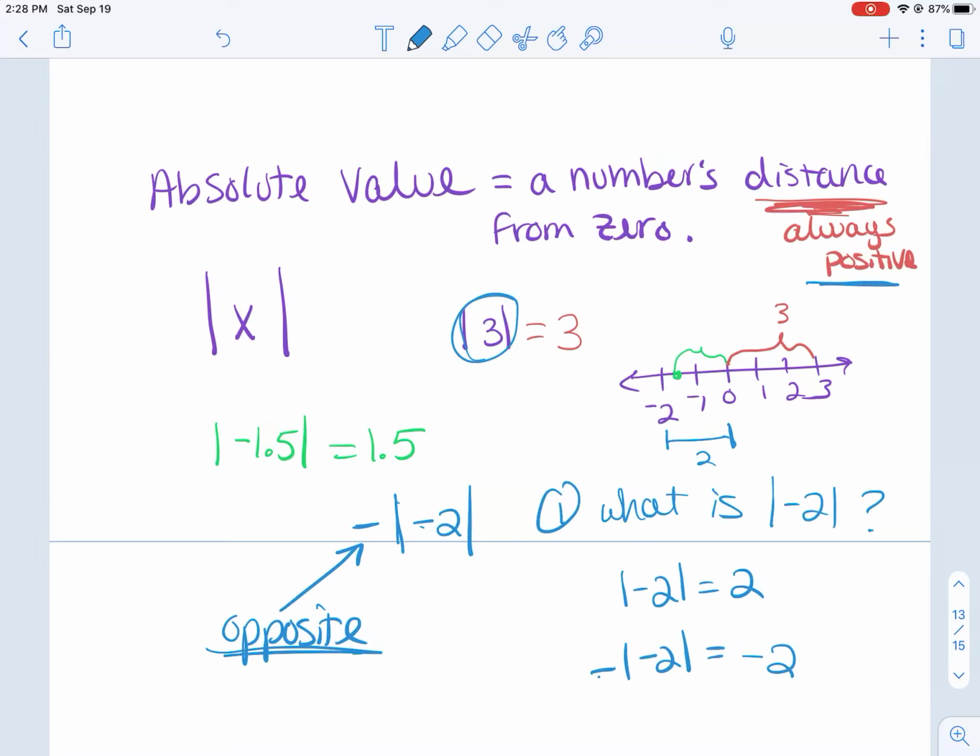Okay, if you start to apply negatives or add, subtract, multiply, and divide something to the absolute value, then your answers might become negative. But if it's just straight absolute value, your answer will be positive.